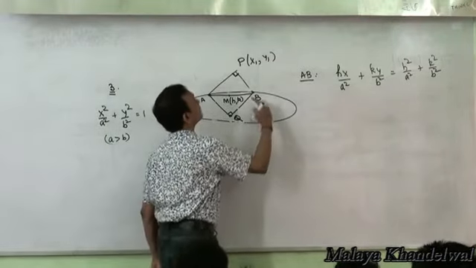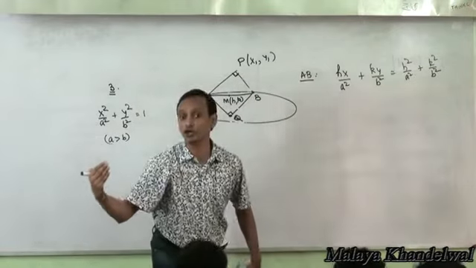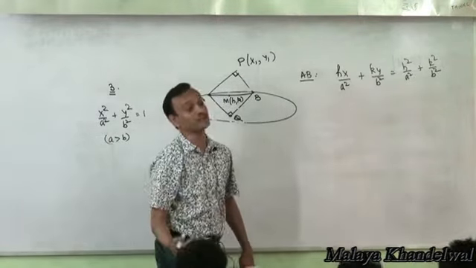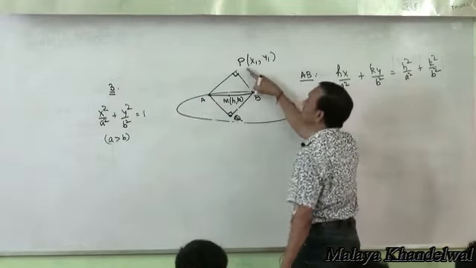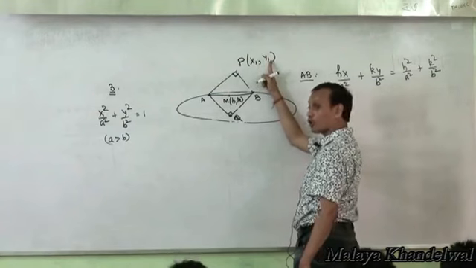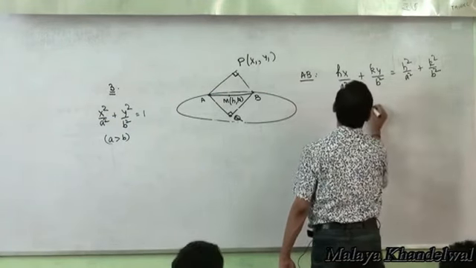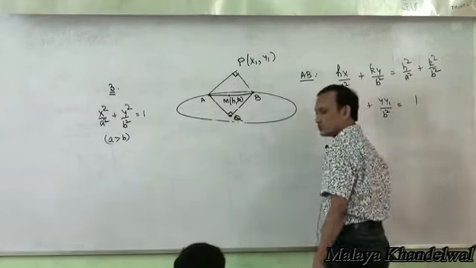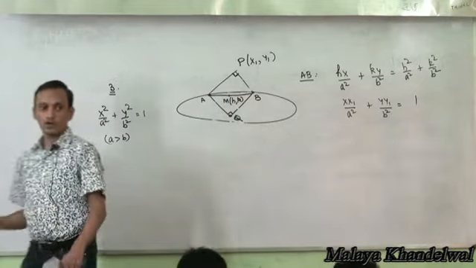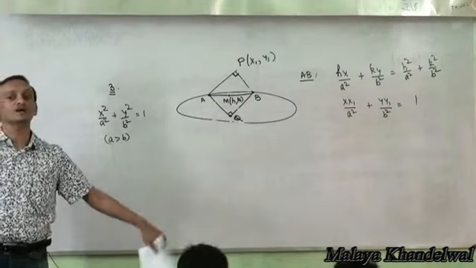And the equation of AB in terms of P: as far as P is concerned, AB is the chord of contact, and the equation of the chord of contact is T equal to 0. So AB could also be looked upon as T equal to 0, the equation of the chord of contact with respect to P, which is xx1 by a squared plus yy1 by b squared equal to 1. Both these equations represent the same line AB.